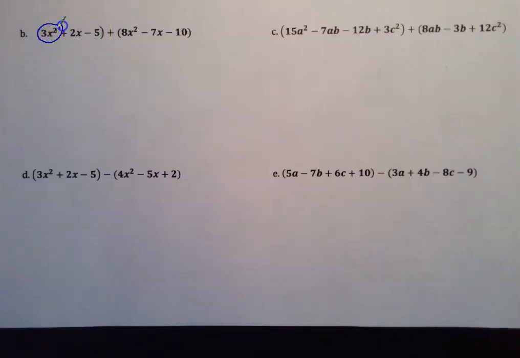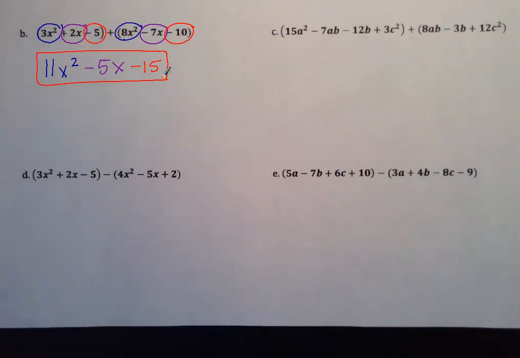So there's a 3x squared, so there's an x squared here, and there's an x squared here. So 3x squared plus 8x squared is 11x squared. Then we have a positive 2x, and hey, there's an x over here. It's a negative 7x. So 2x plus negative 7x is negative 5x. And then we have a constant, negative 5 and negative 10. So what's negative 5 plus negative 10? Negative 15 it is. And that's our answer.